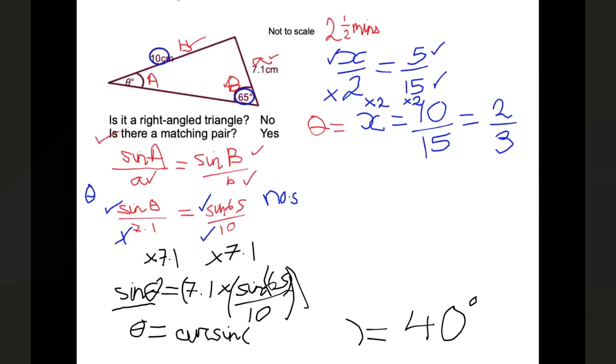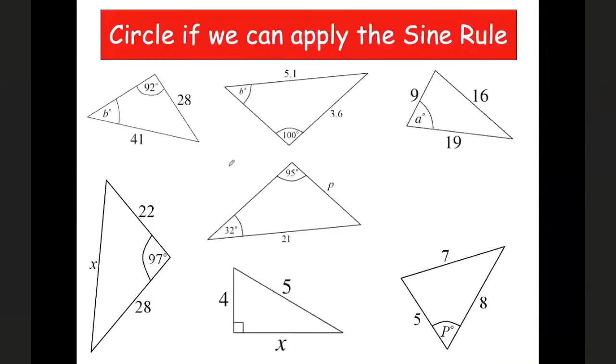What I'd like you to have a go at is some questions coming up on the screen. So I want you to have a think about which of these triangles we can apply the sine rule to. Remember, if we can circle one matching pair, we can find the missing information to see whether we can apply the sine rule. So for the first one, indeed, we can circle the 92 and 41, which means we can find angle B.